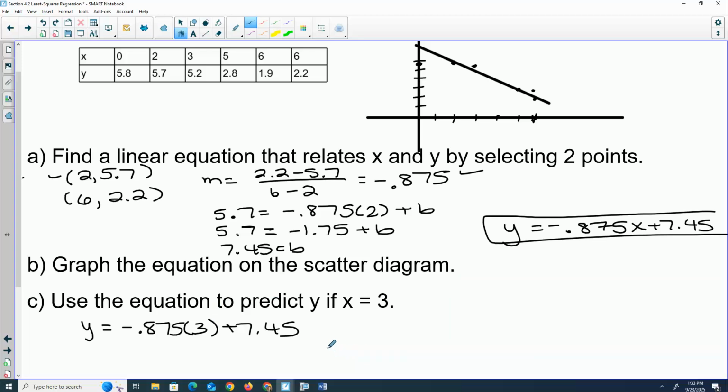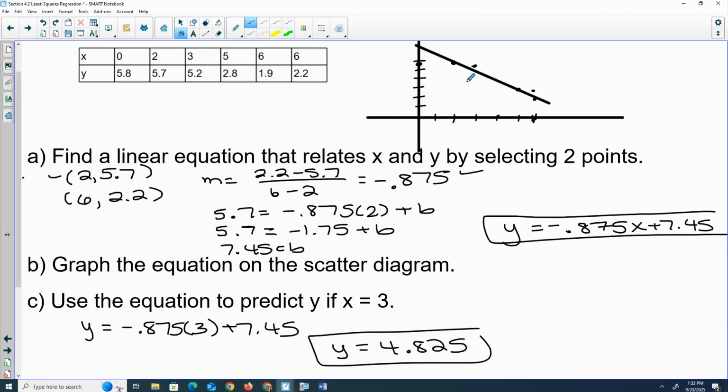What did we get? 4.8. Okay. Does that look fairly consistent with our data? Sure. Now, is this perfect? No, because I just picked 2 points. If I had used the 2.2, or sorry, 1.9, whichever one I did, it would change my line slightly. So this is the idea of a line of best fit.